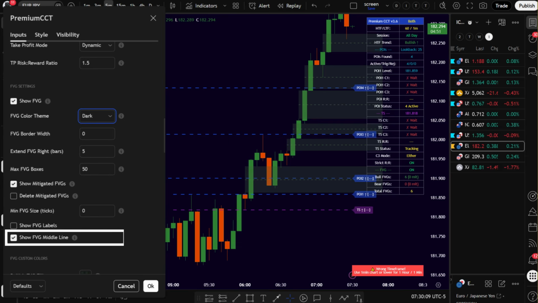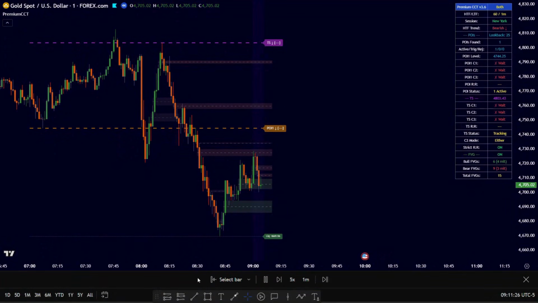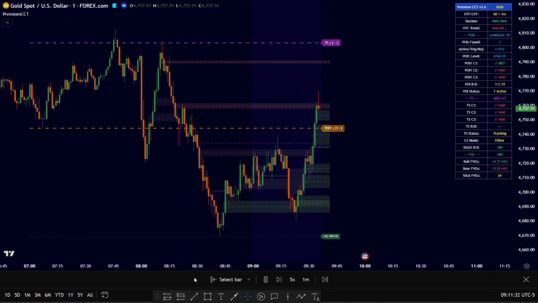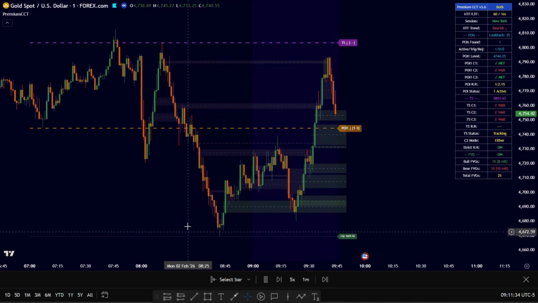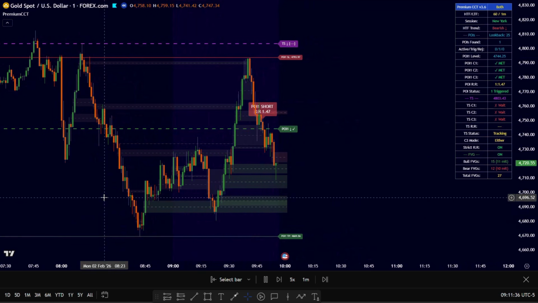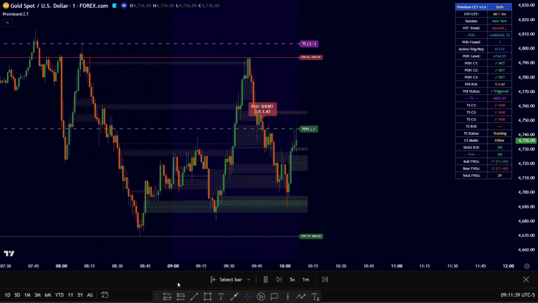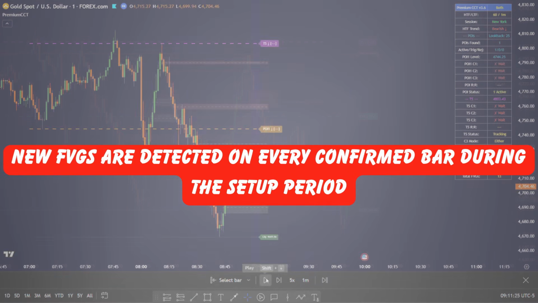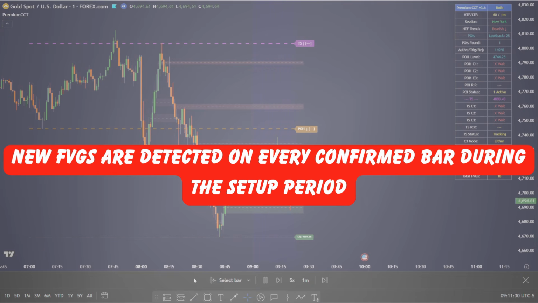And you can show the FVG middle line, which draws the 50% level. This midline is particularly useful if you're looking for partial entries within the gap. The detection process works in 2 phases. When a new setup forms, the indicator scans backward from the setup candle start, finds all valid FVGs in that period, checks if they're still unmitigated, and draws boxes for the active gaps. Going forward, new FVGs are detected on every confirmed bar during the setup period.